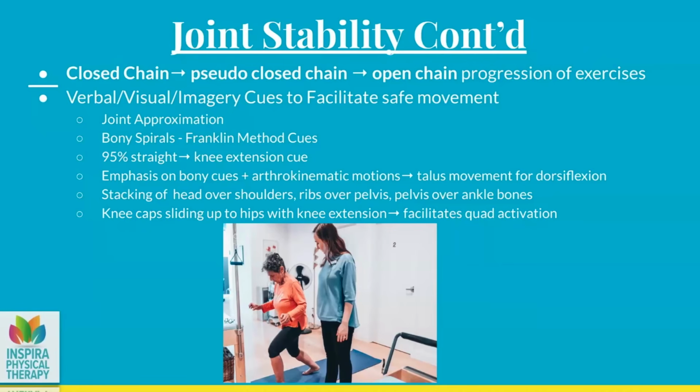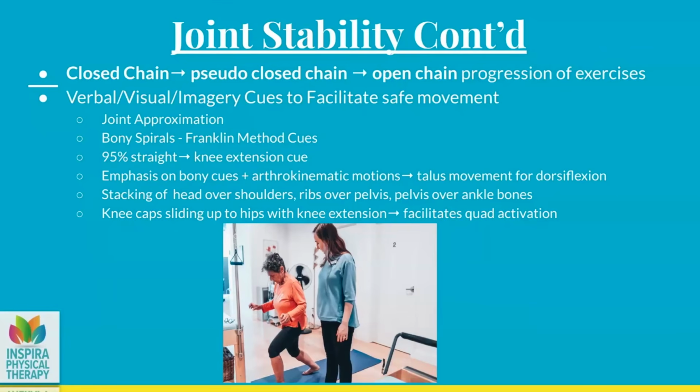Some of the verbal, visual, imagery cues that we utilize could be joint approximation. I use Franklin method cues. One cue for knee extension I use is to think of straightening your knees only 95% of the way. I emphasize bony cues a lot. Again, that goes back to the stacking, as well as arthrokinematic motions.